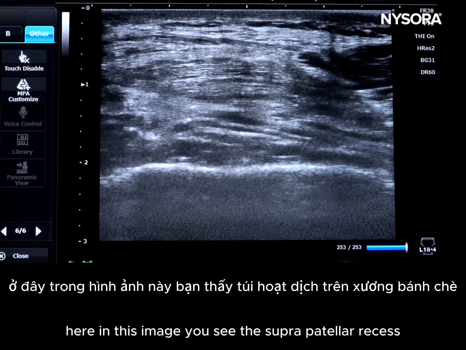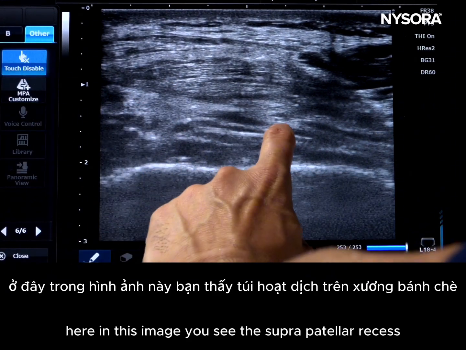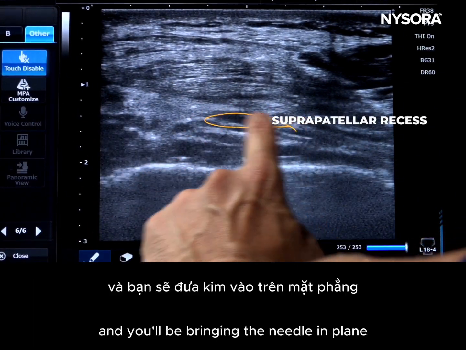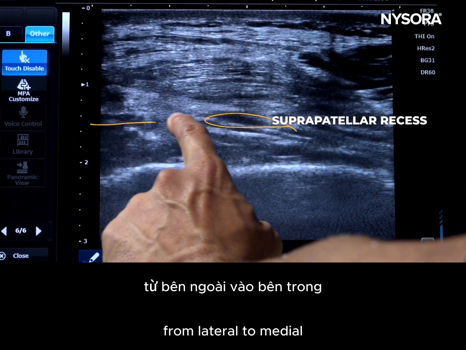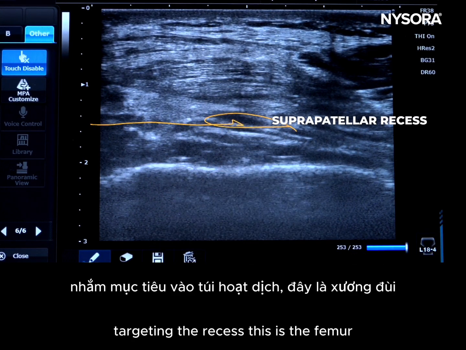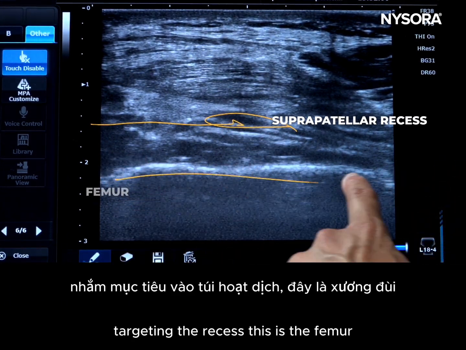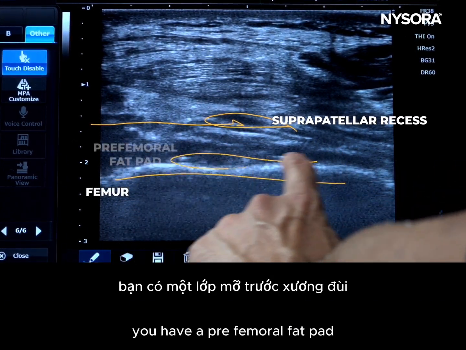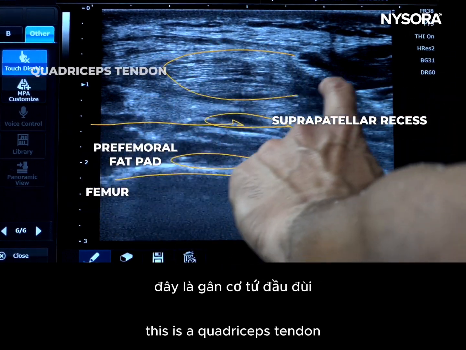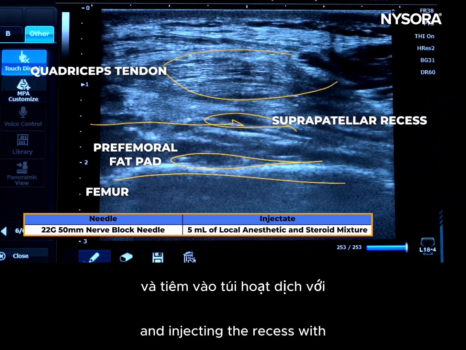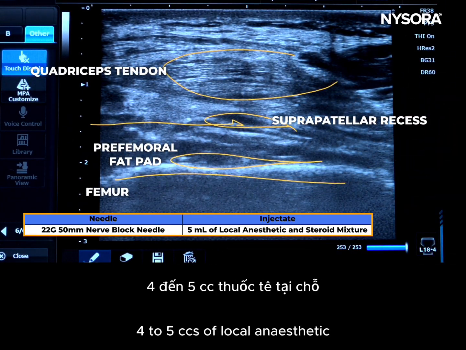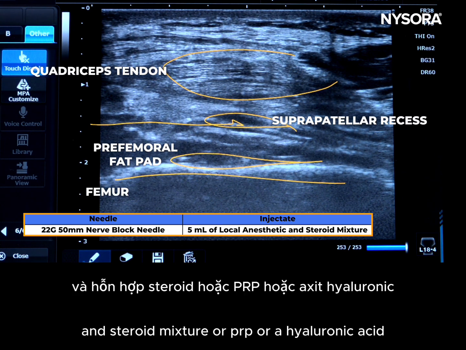Here in this image, you see the suprapatellar recess, and you'll be bringing the needle in plane from lateral to medial, targeting the recess. This is the femur. You have a prefemoral fat pad. This is the quadriceps tendon, and you inject the recess with 4 to 5 cc's of local anesthetic and steroid mixture or PRP or hyaluronic acid.